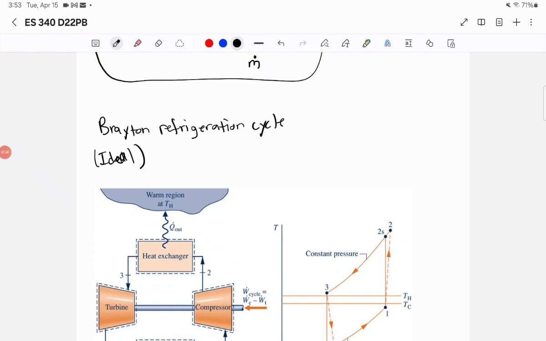So, in the refrigeration cycle, the refrigerant itself is also going to be a gas. This should indicate to you that, in theory, we could use any kind of gas as the refrigerant, including air. Air could be used in the Brayton refrigeration cycle as your refrigerant, as your working fluid in this case.